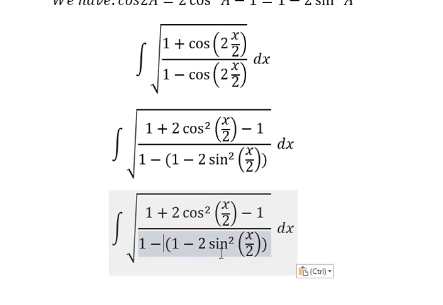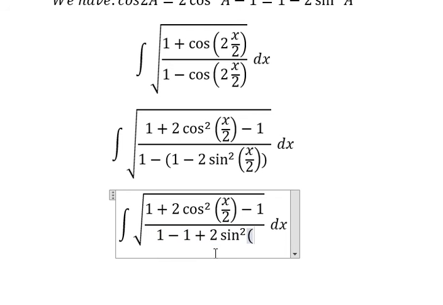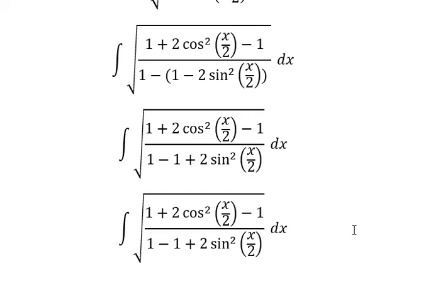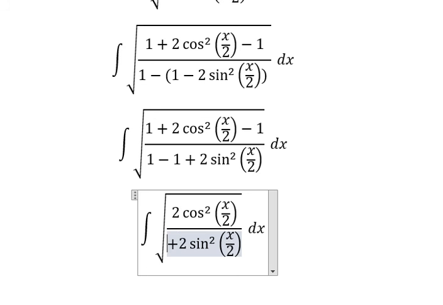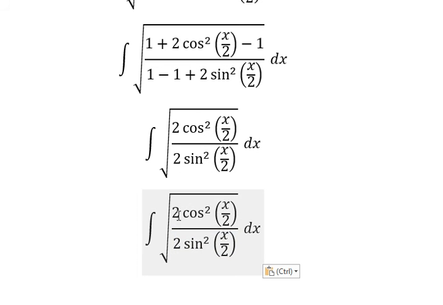So we need to open parentheses, and you get negative 1 plus 2 sine squared of x over 2. So 1 minus 1 we cancel. 1 minus 1 we cancel. 2 divided by 2.